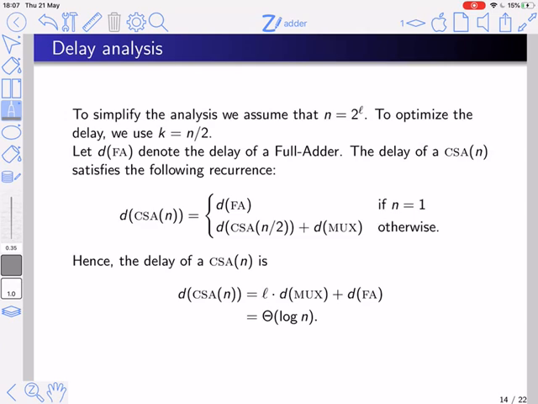The delay analysis of the CSA with parameter n. Let's assume that n is a power of 2, and let's optimize the delay by setting k to be equal to n over 2. Namely, Alice and Bob both hold exactly half of the bits. The delay of a full adder is denoted by DFA, and the delay of CSA n satisfies the following recurrence. If n equals 1, it's simply the delay of a full adder. If n is greater than 1, then the delay consists of a delay of a CSA with parameter n over 2 plus the delay of a mux.